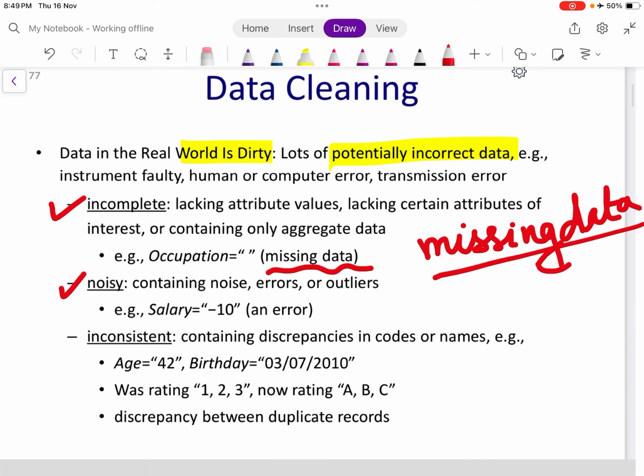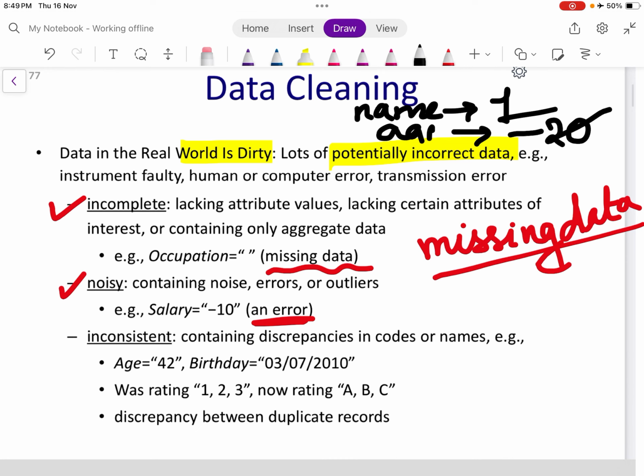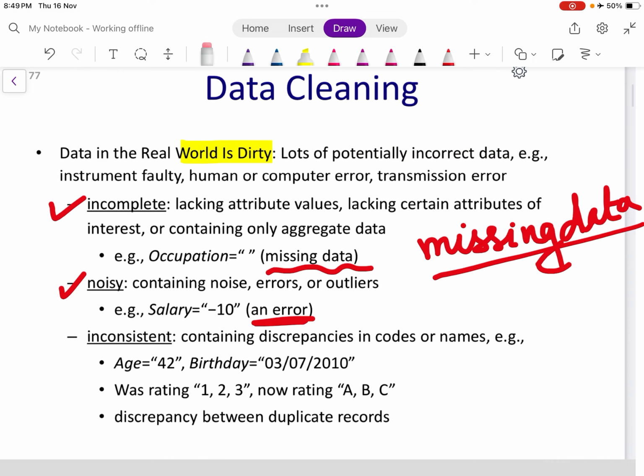Noisy data: containing noise, errors or outliers. Salary equal to -10 is what? It is an error. So we say that this kind of data is noisy data. If an employee is asked for a name and instead of the name he or she puts 1, instead of age he or she puts -20, what is this? This is incorrect data. We say this is noisy data.